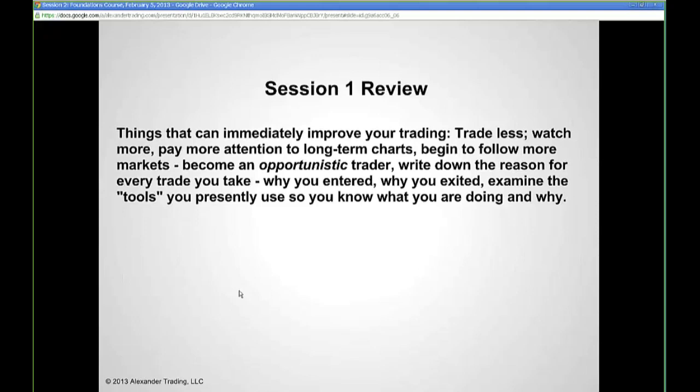Now, the other thing that I suggested that you do is to start writing down the reasons for every trade you take, why you entered, why you exited, and specifically, if you're using oscillators or tools or fib stuff, write down, say, hey, it hit the 38.2% retracement today, and I went long and I got stopped out. It didn't work. So make a note of that. Maybe the 38.2% retracement thing doesn't work. Find out. Maybe it does. You don't know unless you record your trade.